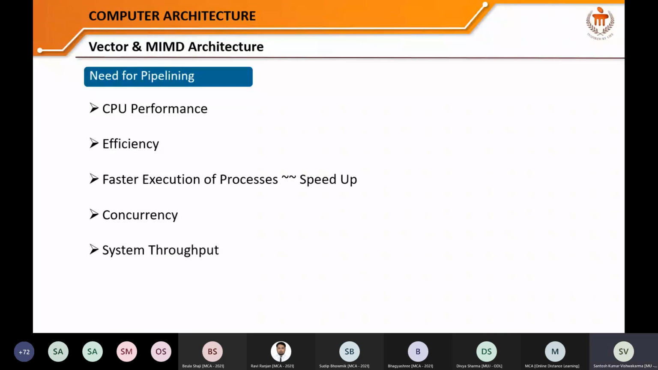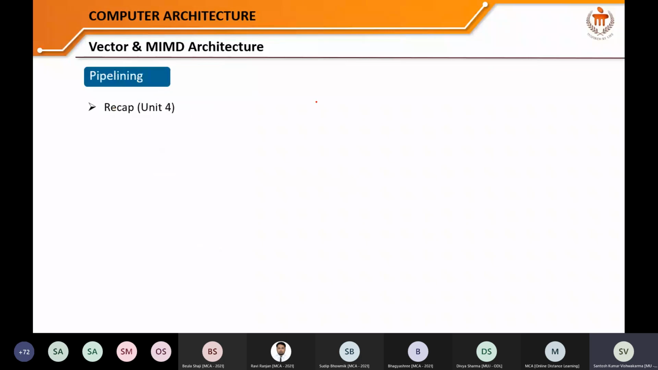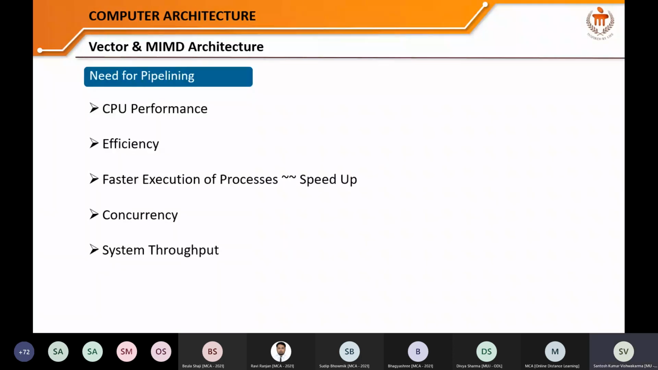So next we come to pipelining. As we have already gone through in unit number 4, in more detail about pipelining, I have referred to a few of the slides from that component itself. Now, what is the need for pipelining? Just have a thought on this. What is the need for pipelining?